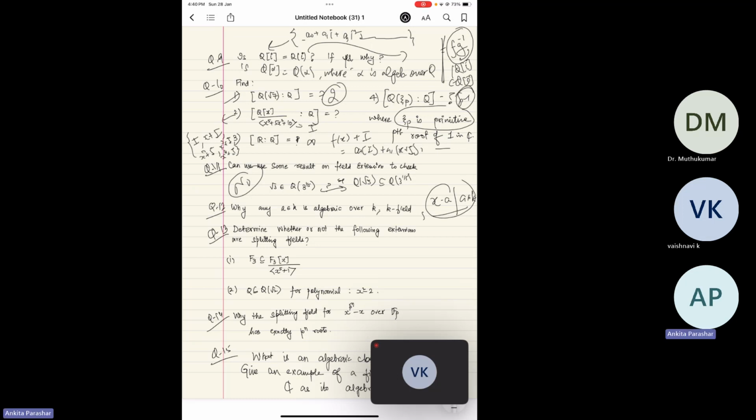Just like every element of Q is algebraic over Q, you just check whether an element alpha is algebraic over Q. Because you don't need to check an element of Q from Q. Okay. Now question 12 is done.